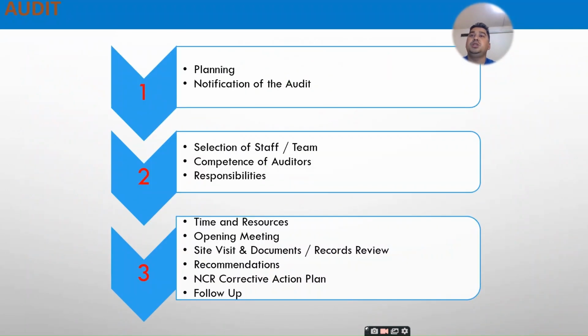Now, how can we do the audit? First of all, it should be planned. You have to plan how you are going to do the audit, where you are going to do the audit. Once you make the plan, it should be informed to the auditee. Notification of the audit: you have to send the notification to the auditee, whom you're going to audit.